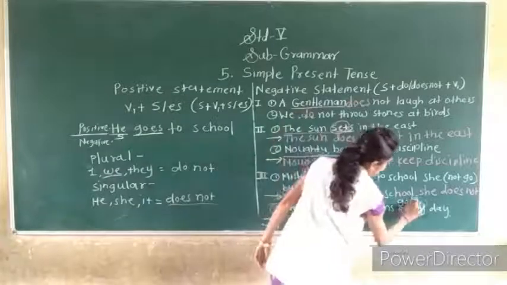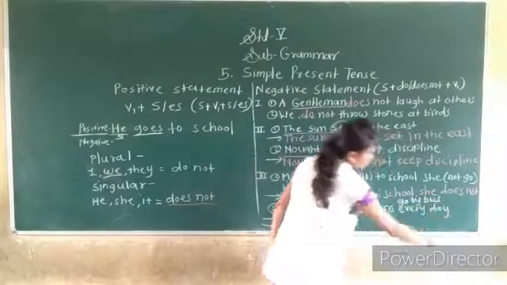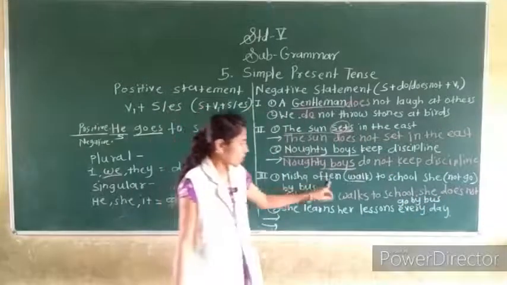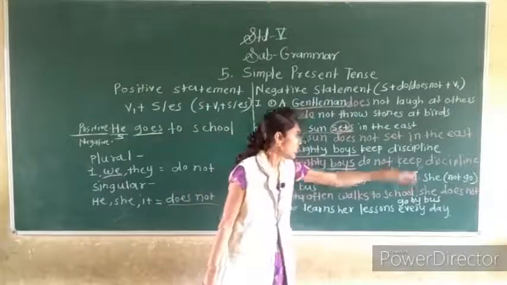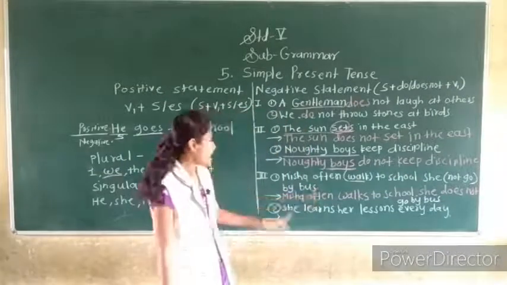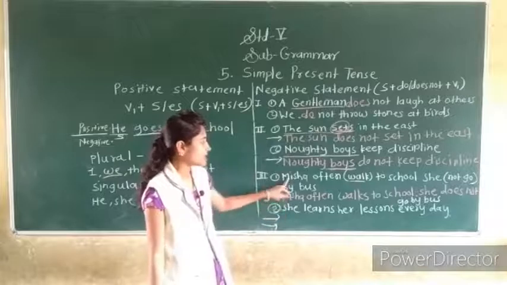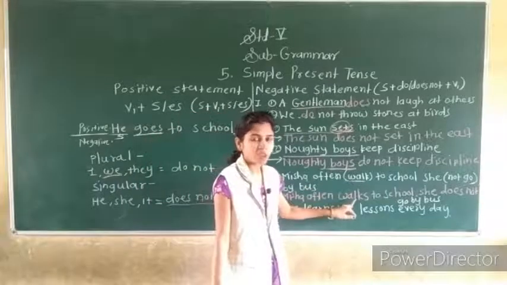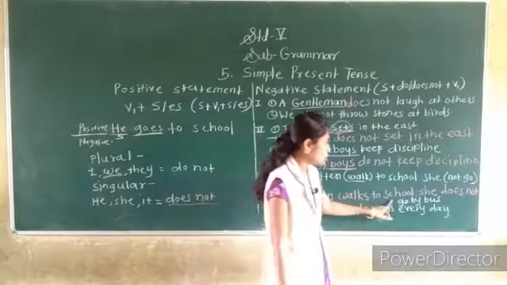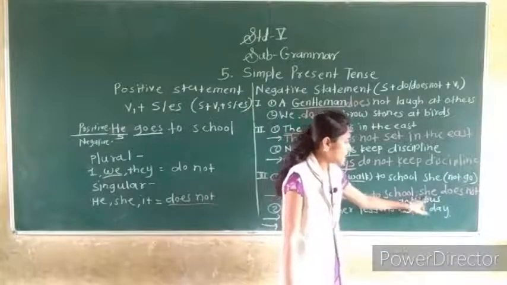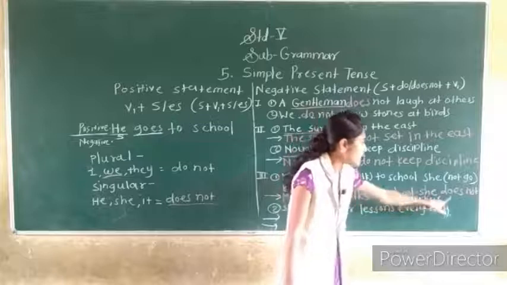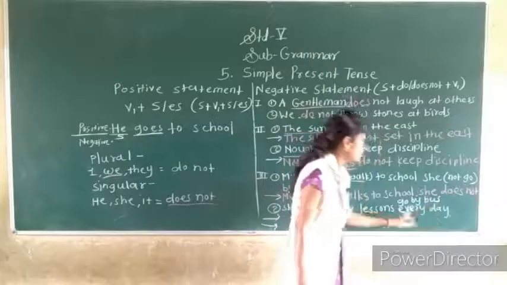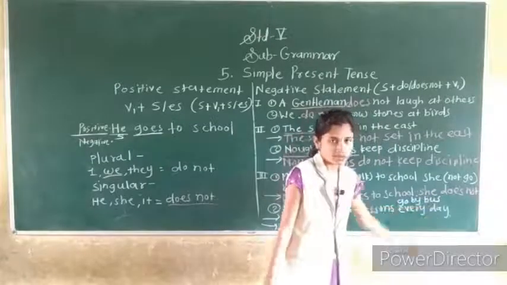Go by bus. So the statement says, Misha often walk to school. She not go by bus. And the answer is Misha often walks, that is a positive statement. Walks to school. Full stop. Sh is she, she is singular, so I use does not. The verb is go by bus.